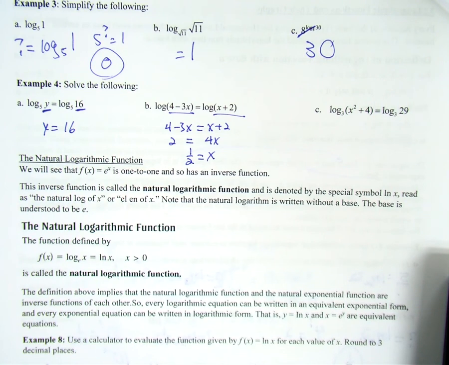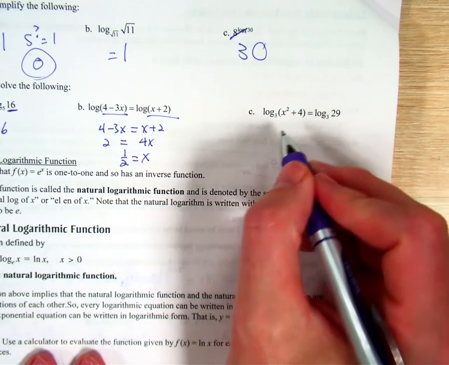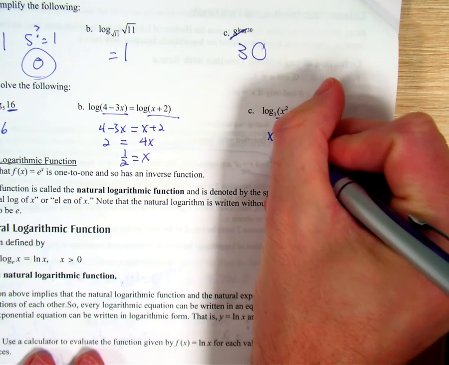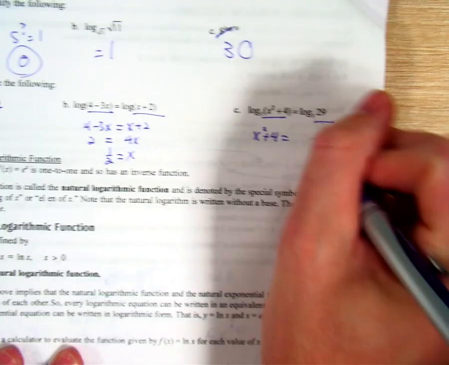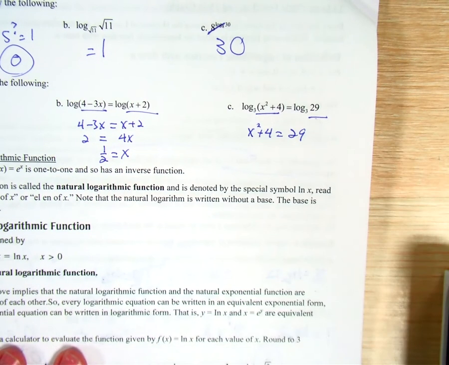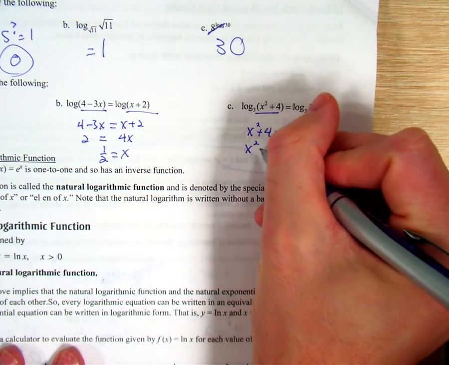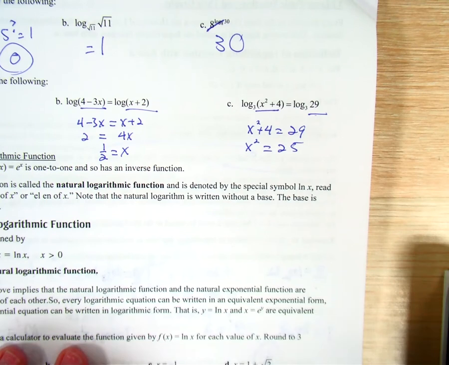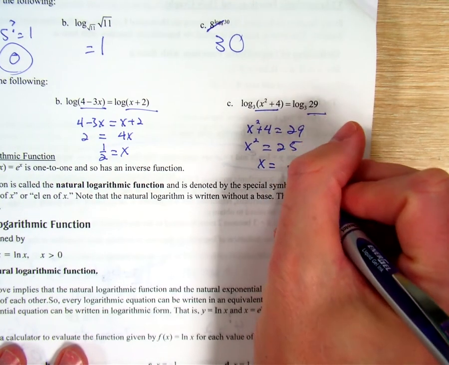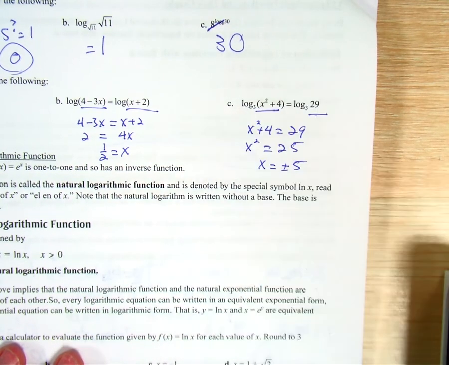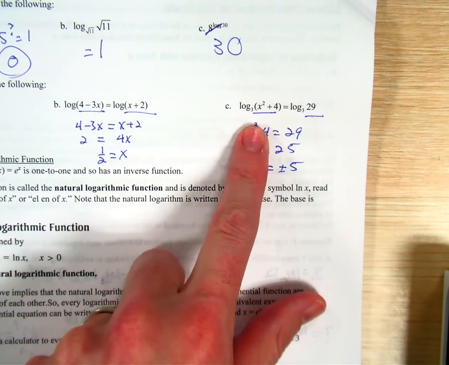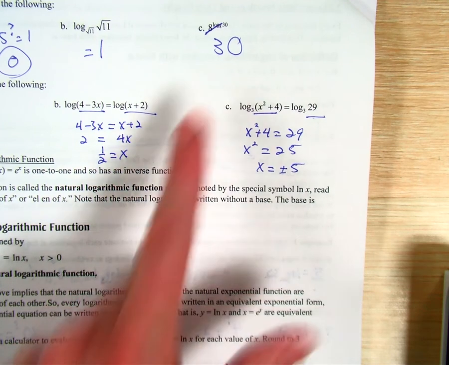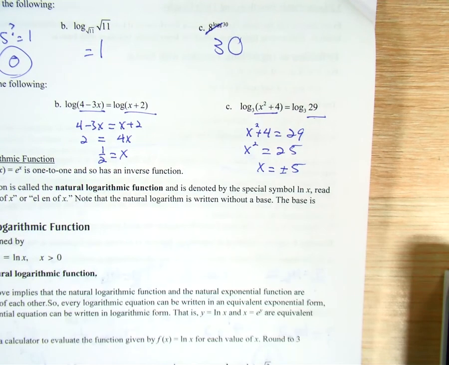Okay, and then C, same thing. Log base 3 of something equals log base 3 of something else. Okay, subtract over. And square root. We'll get plus minus 5. We need to watch out. I believe we need to be positive in here. But because we're squaring it, it's going to come out positive, and we'll be okay.